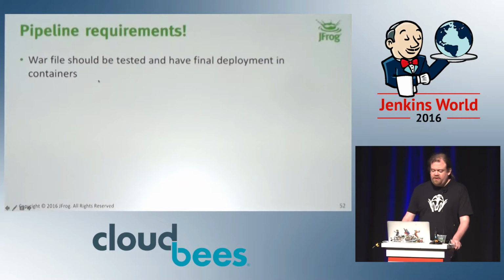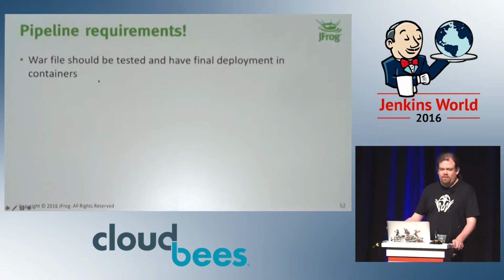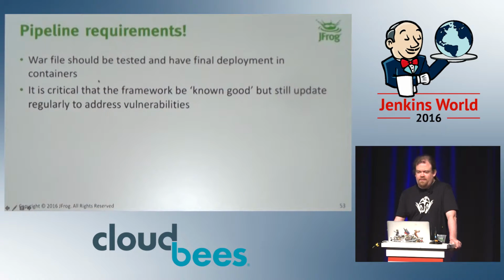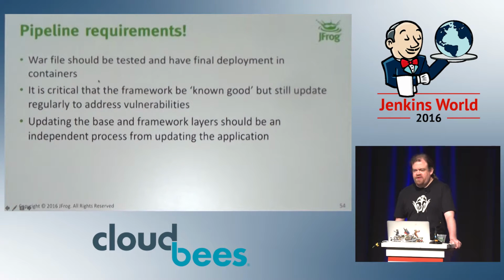So when I'm building this, I have this war file. I want to be testing it. I want to ensure that before I say it's good to go, it's been deployed in a container and tested in that container. But it's also critical that the framework be known good. As I said, one of the cool things about Docker is that ability to quickly rebaseline the image for new security updates underneath. And I don't want to throw that away. I want to have a known good framework that can still update regularly and that I trust. But I also want to be able to do these things independently.